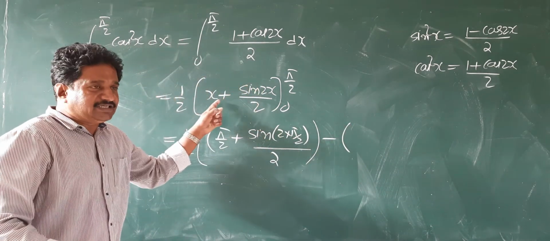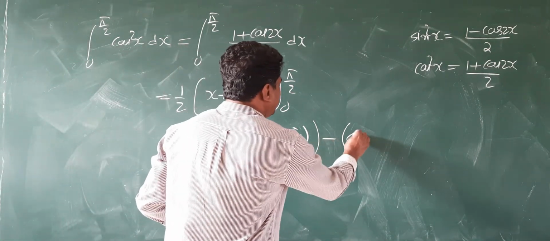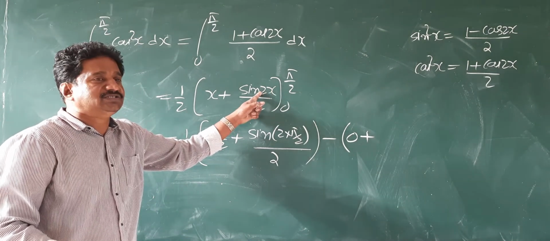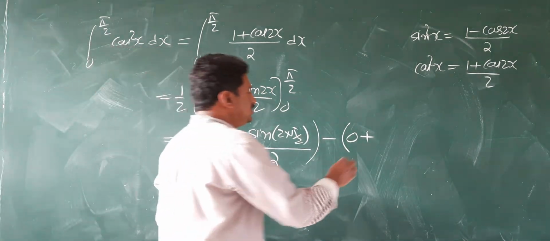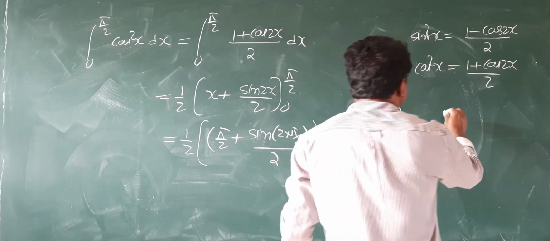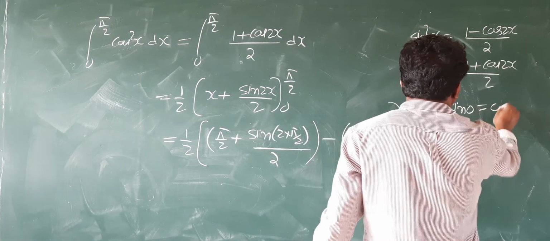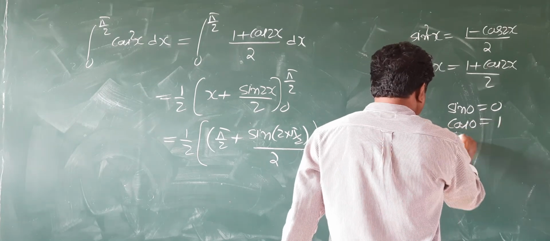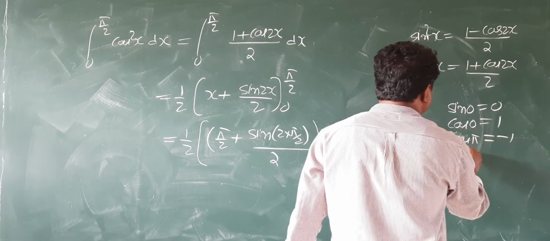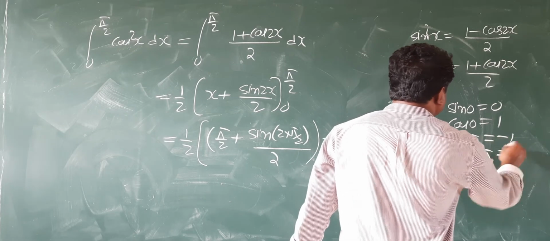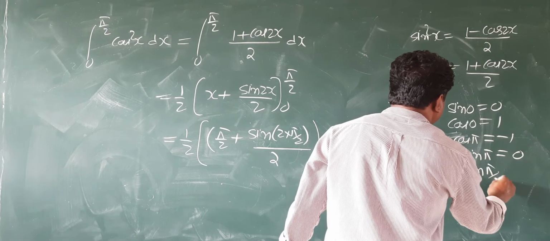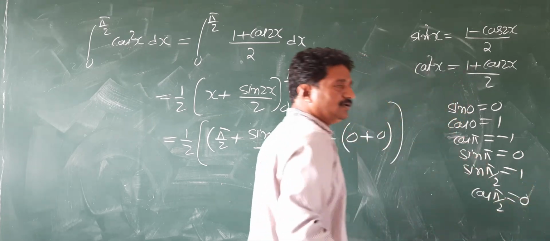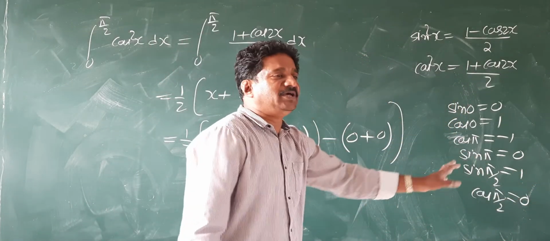Minus the lower limit. X is 0. 0 plus sin 0, everything is 0. Sin 0 is 0. I told you to remember these basic values: sin 0 is 0, cos 0 is 1, cos pi is minus 1, sin pi is 0, sin pi by 2 is 1, cos pi by 2 is 0. Everyone must learn these basic formulas by heart.